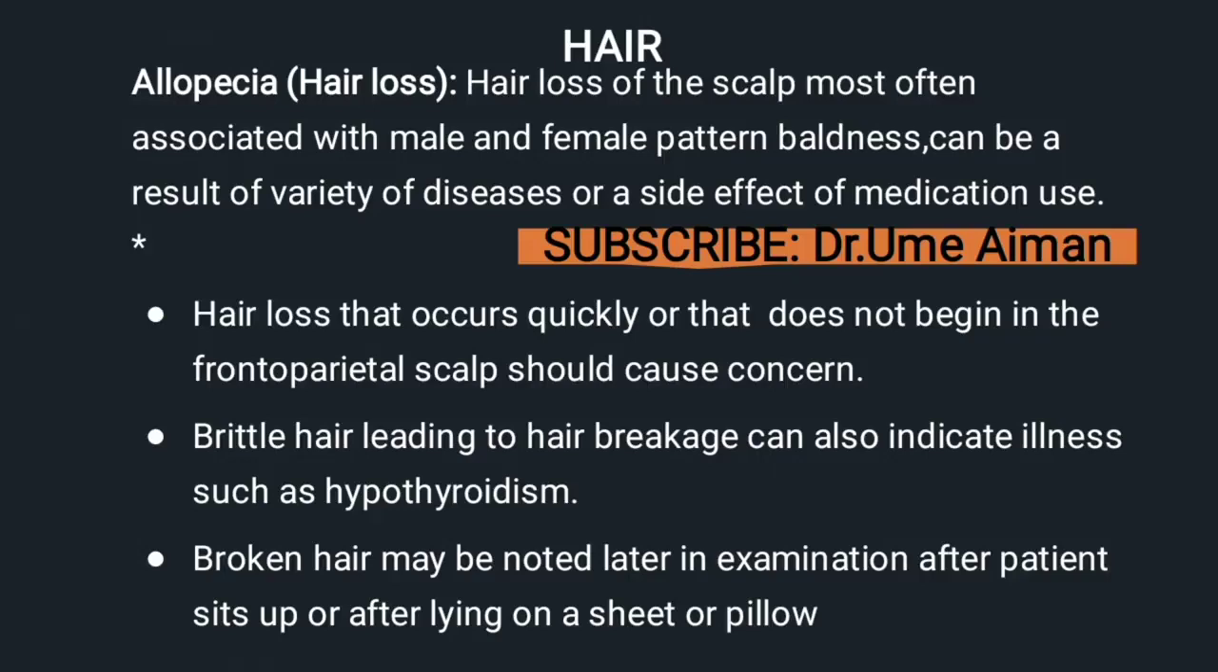Hair. The changes that appear on hair are alopecia, hair loss of the scalp, most often associated with male and female pattern baldness. It can be a result of a variety of diseases or a side effect of medication use. That hair loss can occur due to any disease or a side effect of any of the medications. Hair loss that occurs quickly or that does not begin in the frontoparietal scalp should cause concern. Brittle hair leading to hair breakage can also indicate illness such as hypothyroidism. Broken hair may be noted later in the examination after the patient sits up or after lying on a sheet or pillow.